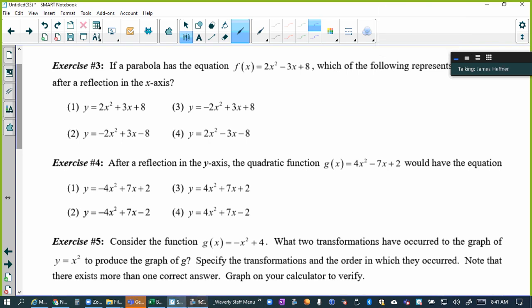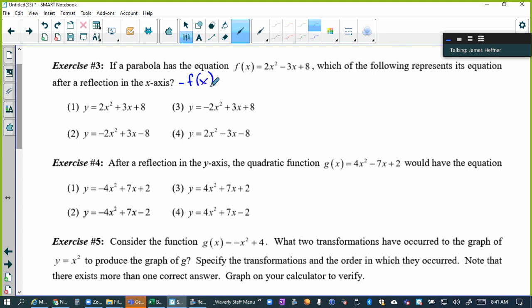So if a parabola has this equation, 2x squared minus 3x plus 8, which of the following represents its equation after a reflection in the x-axis? A reflection in the x-axis means we did negative of the whole f of x. If you go back to that table summary on the page before. So negative f of x would be negative the whole thing, 2x squared minus 3x plus 8.